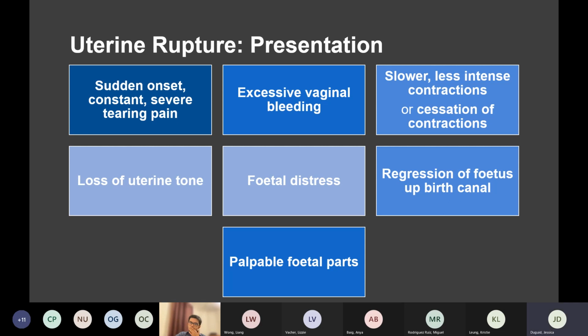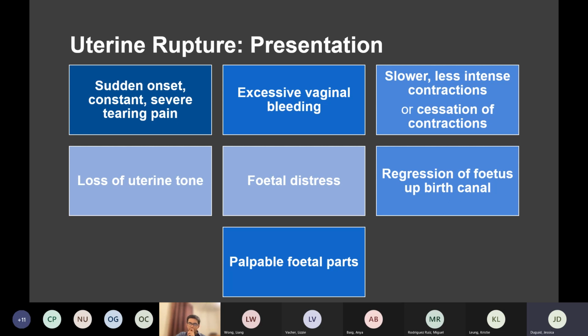Shock, sudden pain, yep. Can you think of a pain radiating to where you might get? Fetal distress, yep. Shoulder tip pain, yes, Lizzie. Yes, to the shoulder. So basically, these are the things that you would see.